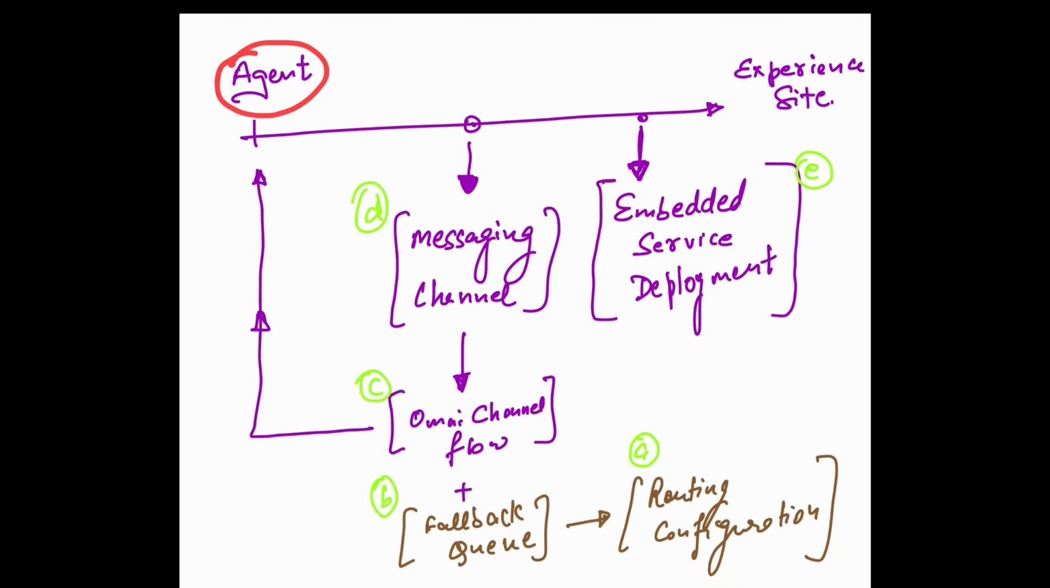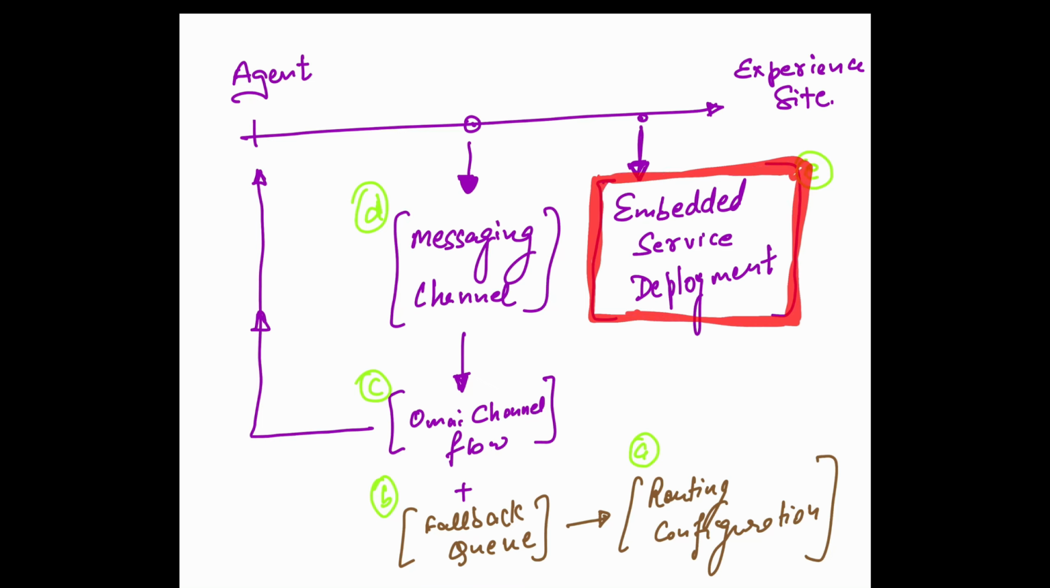So we already have our agent and the experience side, but what we want is to deploy our agent to the experience side. This is not a direct process and it involves multiple steps. To achieve this, we first need to create an embedded service deployment. Unless you have the embedded service deployment, you won't be able to deploy anything to the experience side. This is where you will mention what you want to deploy and to which site you want to deploy. So this is one of the steps we need to do.